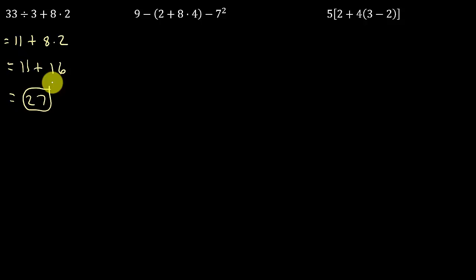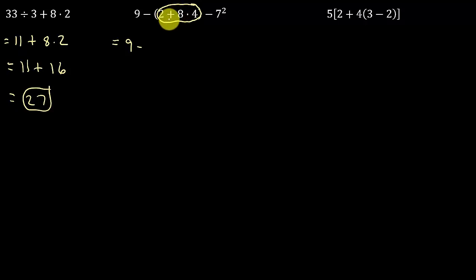9 minus (2 plus 8 times 4) minus 7 squared. All right, parentheses. I've got parentheses, so let's work inside the parentheses first. So I've got to work inside here first. All right, so I've got 9 minus. Now, I'm inside the parentheses. So what I'm doing now is I'm just treating this like its own problem. I've got to follow the order of operations inside the parentheses.